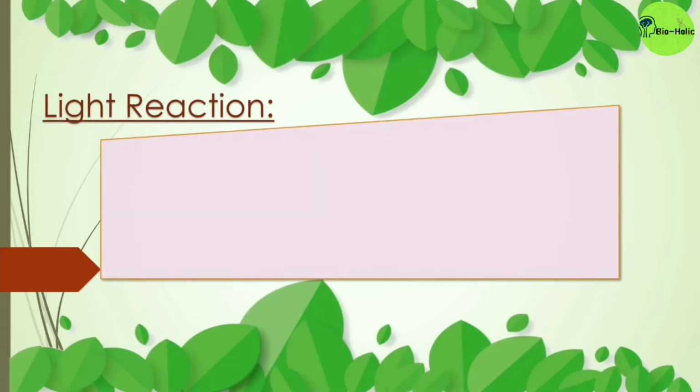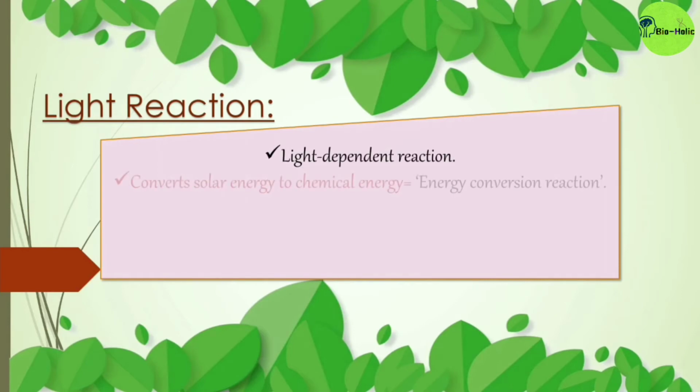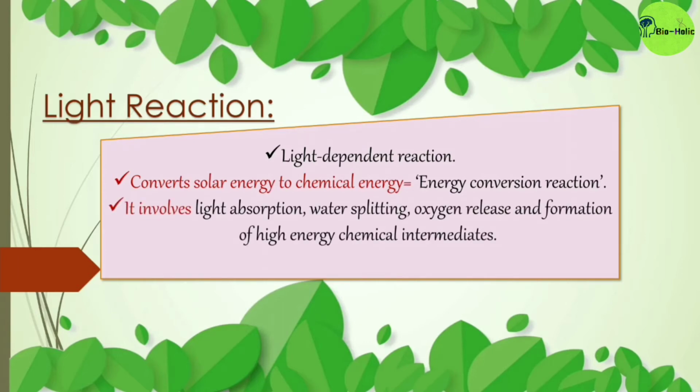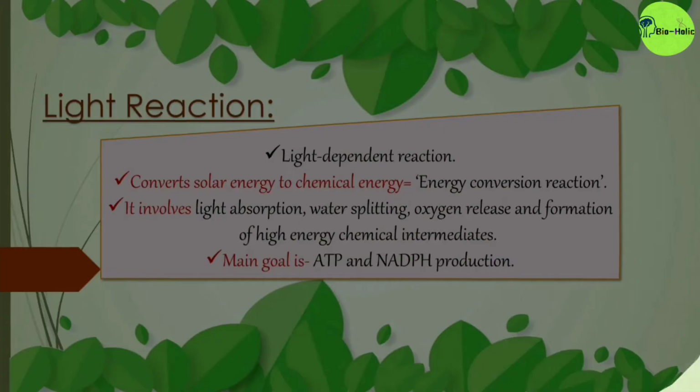Okay, so light reaction is a light dependent reaction, and in this reaction solar energy is converted to chemical energy. That's why this reaction is also called energy conversion reaction. And it involves light absorption, water splitting, oxygen release, and formation of high energy chemical intermediates that are ATP and NADPH. And the main goal of light reaction is to produce this ATP and NADPH.